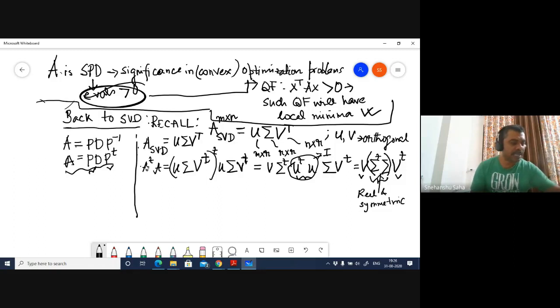Now, if you do that on the right hand side, which is A A transpose, I'm not going to repeat the calculations. What you should end up getting is this U.